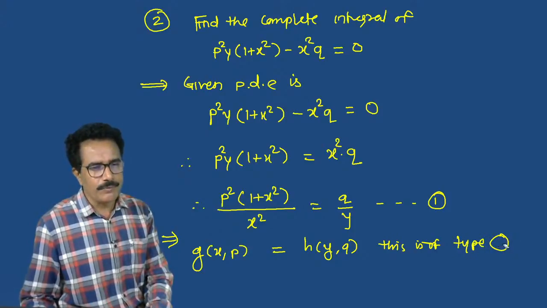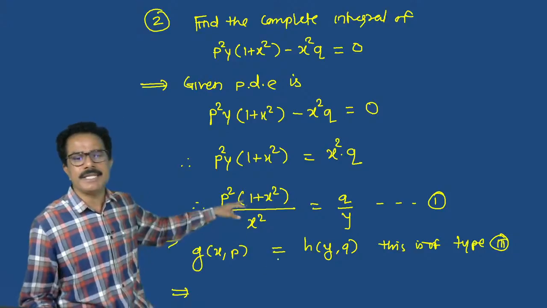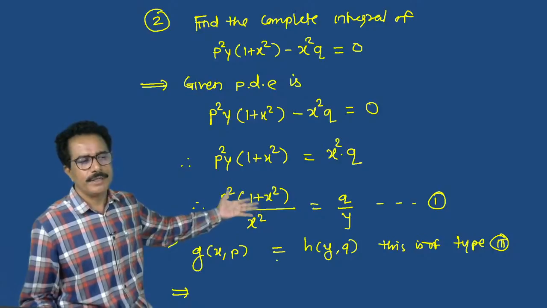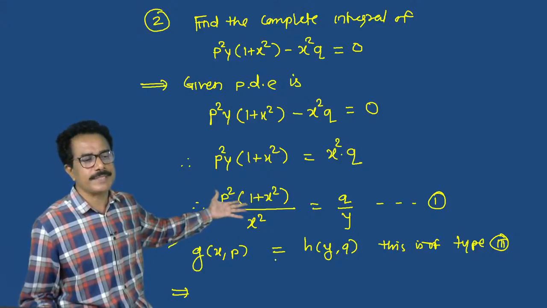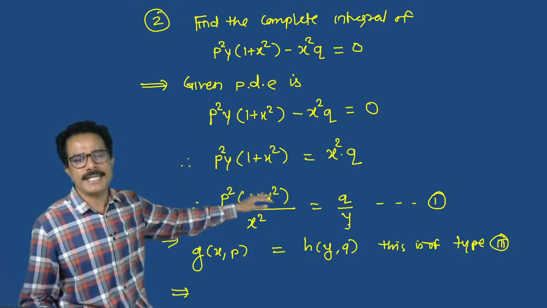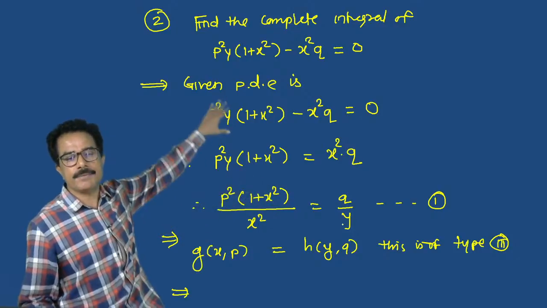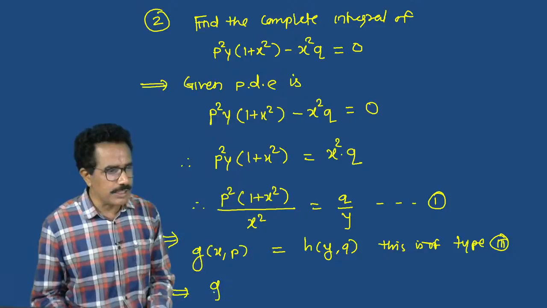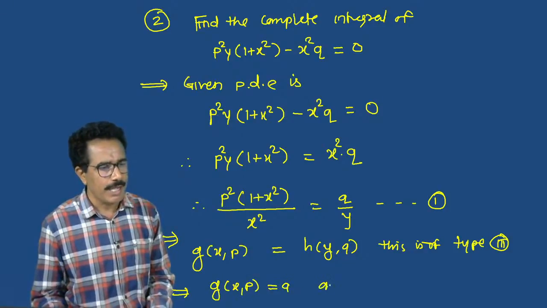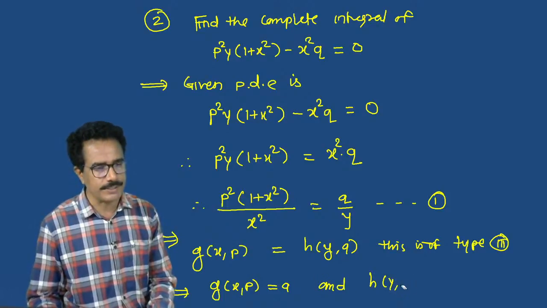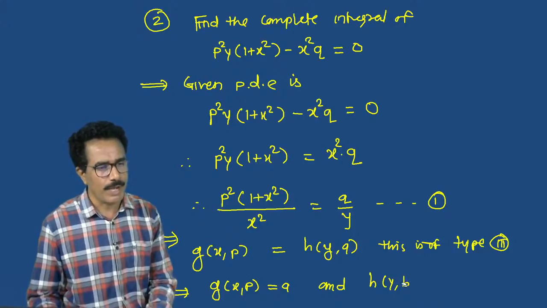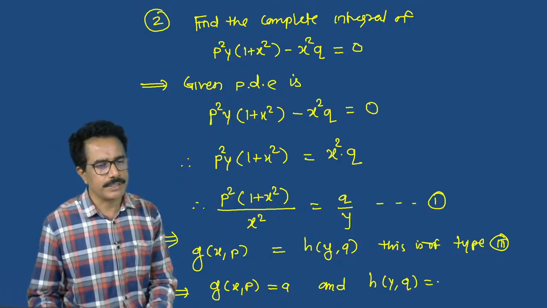Okay, so this implies that this is a variable separation form, separable form. P and x are on the left side, q and y are on the right side, and the z term is absent. Then we can write g of x comma p equals a, and h of y comma q equals b, which is equal to a.